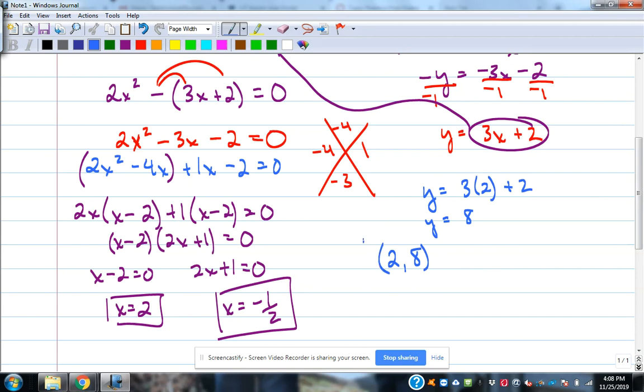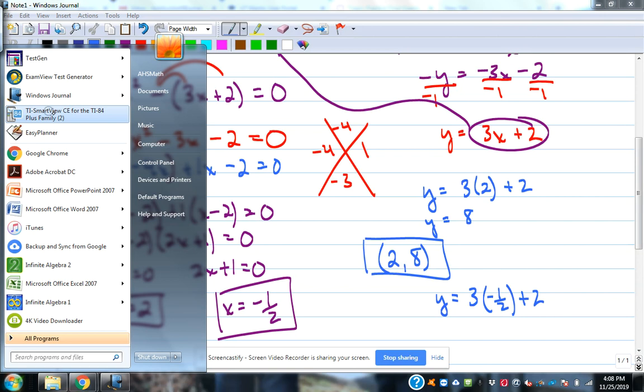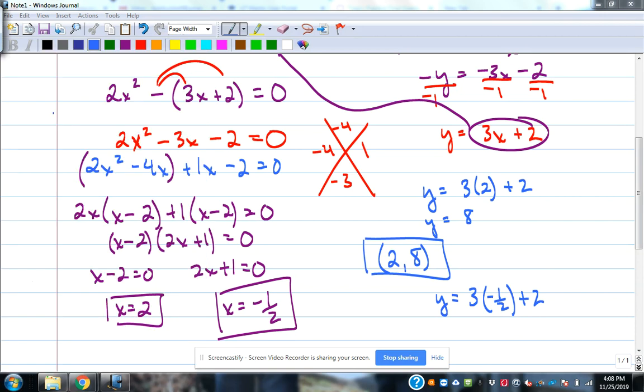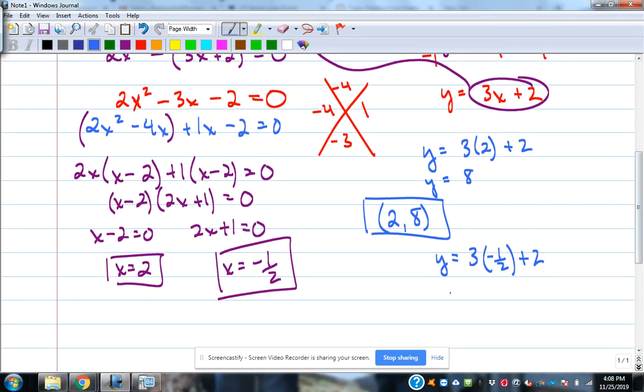And then I'm going to do the same thing with the negative 1/2. I have a calculator open here, so I'm going to try to get that open. And that's going to be negative 3 over 2 plus 2, which is 4 over 2. Should be positive 1 over 2. So the other ordered pair would be (negative 1/2, positive 1/2).